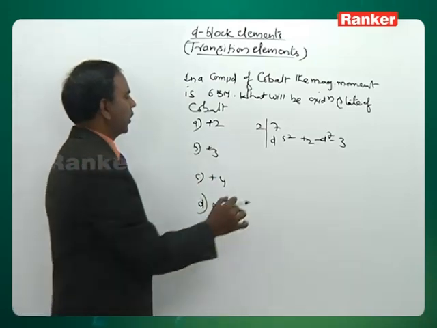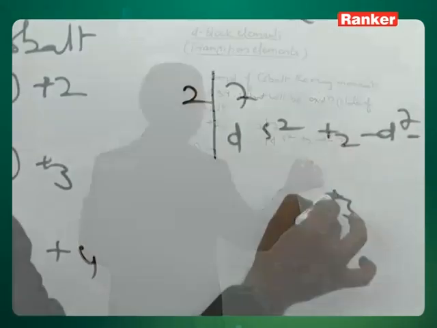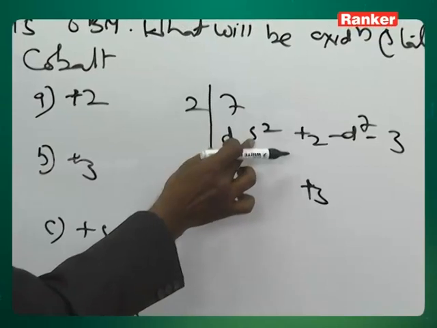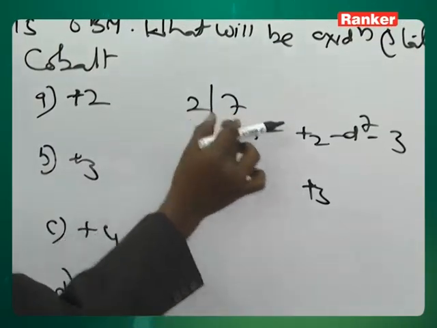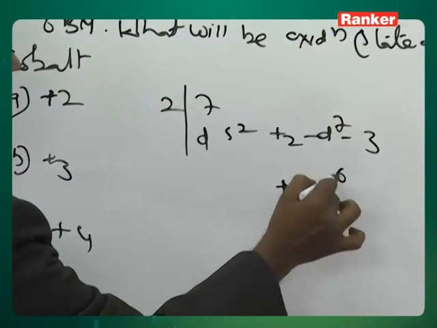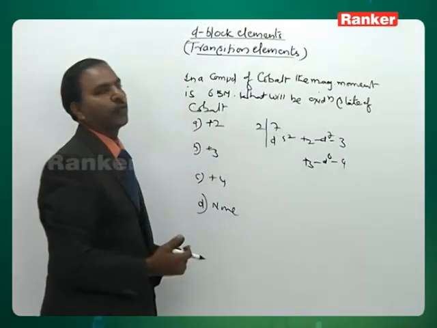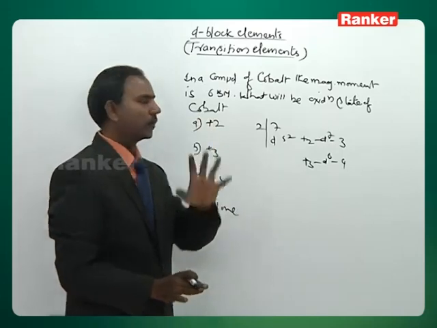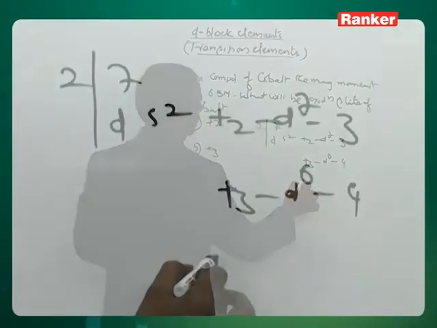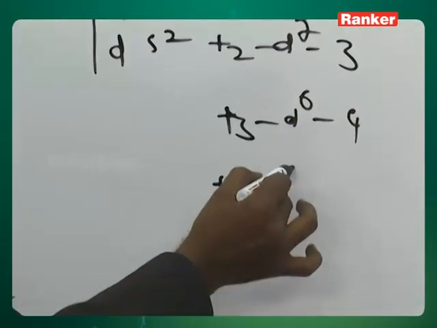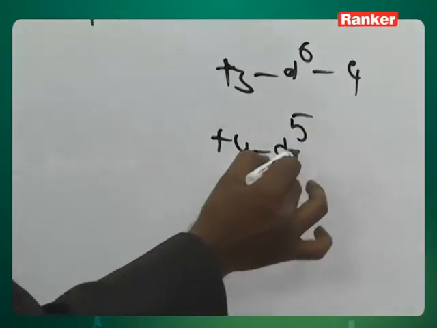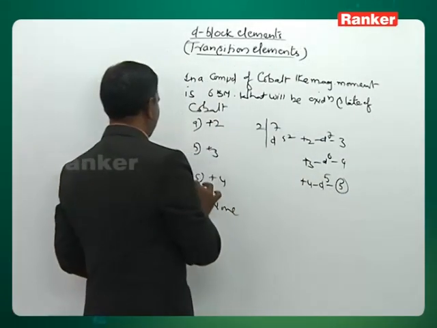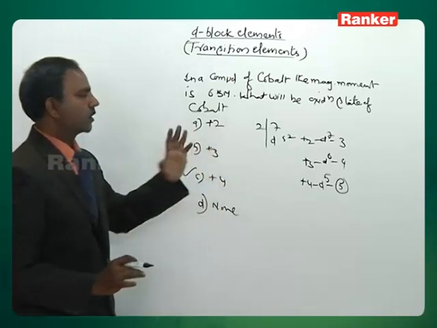Next, coming to +3. In the +3 oxidation state, 2 electrons from s and 1 electron from d are removed, then it is d6 configuration. d6 means 4 unpaired electrons. It is also not our answer. We require 5 unpaired electrons. Then consider the +4 oxidation state, then it will become d5. Then 5 unpaired electrons. Answer is +4.